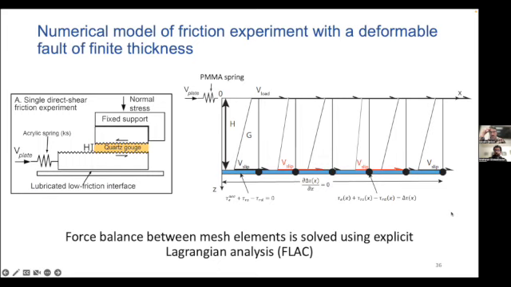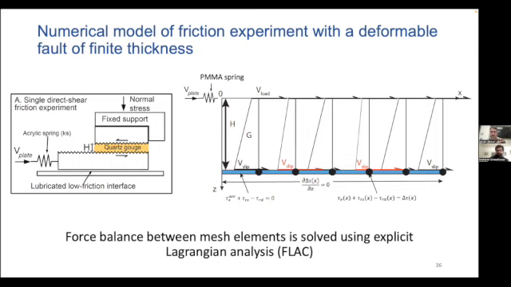The force balance between the mesh elements is then solved using an explicit Lagrangian technique called FLAC, which is actually a pretty popular method that has been used in geotechnical and civil engineering for over, I don't know, 40, 50 years at this point.